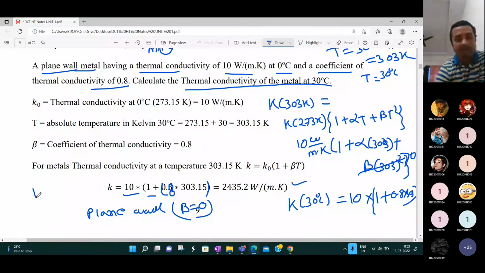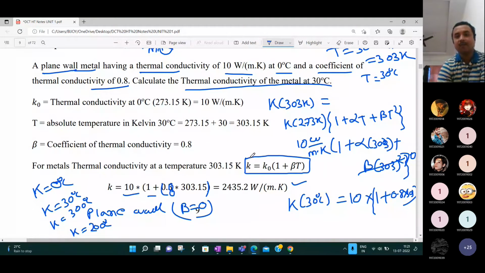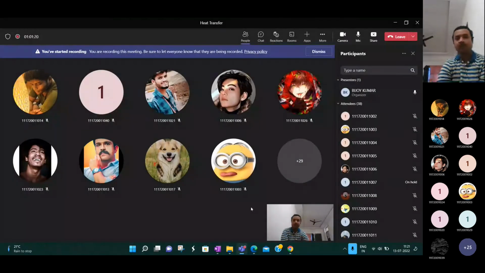So if the value of thermal conductivity at 0 degree centigrade is given, then we can find out the value of K at any temperature: K at 30 degree, K at 300 degree centigrade, K at 200 degree centigrade, by using this formula. Any doubt till now? Jivan, you have some question?